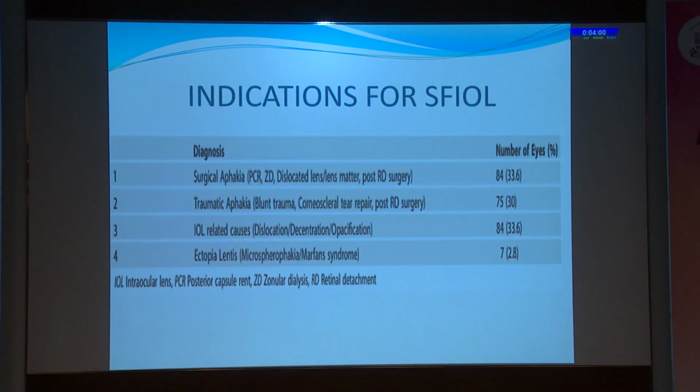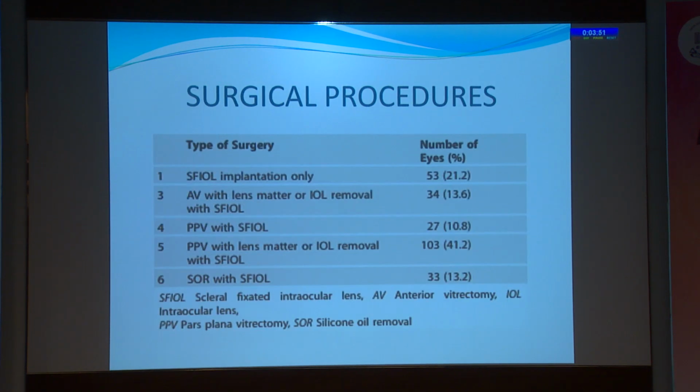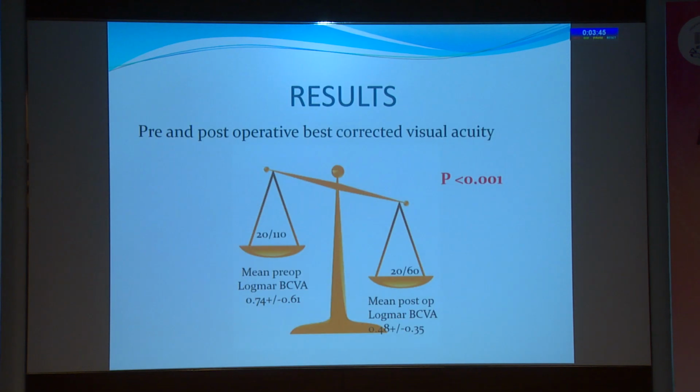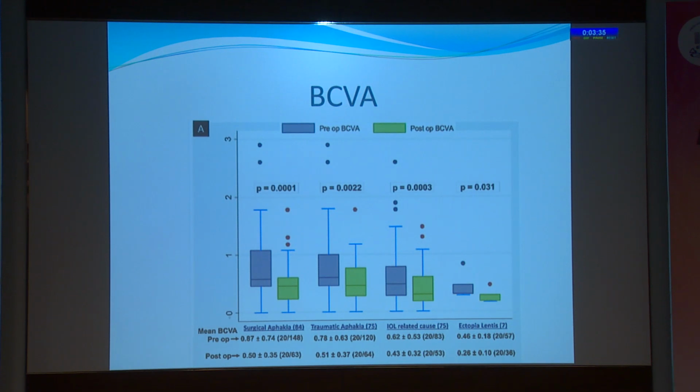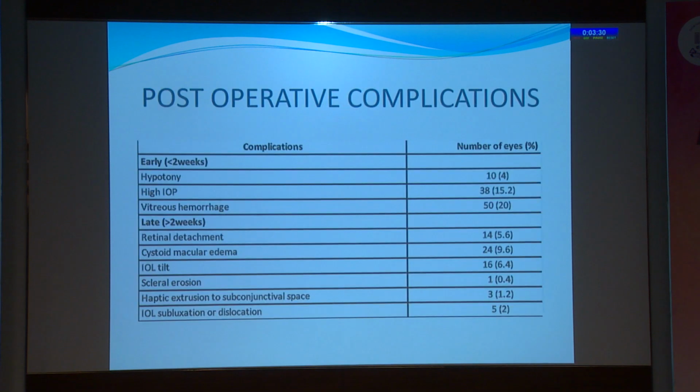The various indications for which SFIL was done were surgical aphakia, traumatic aphakia, IOL-related causes and ectopia lentis. And as I mentioned, it was done in combination with anterior vitrectomy, as a standalone surgery, or along with pars plana vitrectomy or silicone oil removal. The mean best corrected visual acuity of 20/110 pre-operatively improved significantly to 20/60 post-operatively. The subgroup analysis also showed significant post-operative mean BCVA improvement.